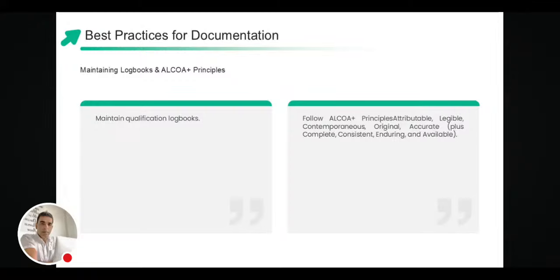Complete. Include all relevant data and observations, no omissions. Consistent. Use standardized formats and processes to ensure uniform documentation practices. Enduring. Records should be secure, retained properly, and accessible over time to support traceability and compliance.